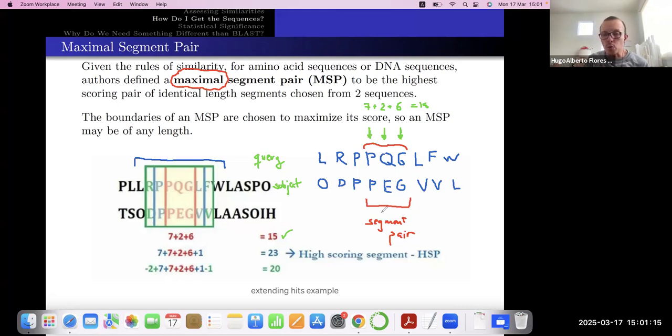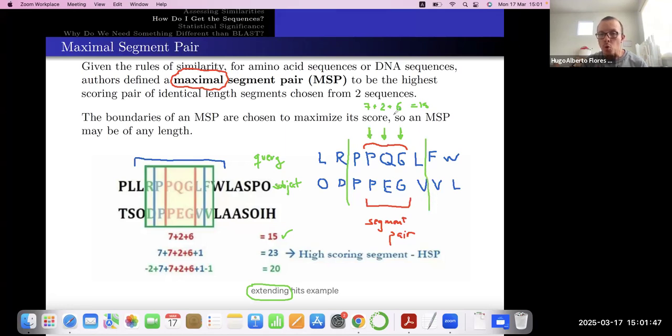So at the very beginning, we start with a segment pair. This one is a segment pair. After that, I would like to try to extend this segment to the left and to the right. So in the moment that you extend to the left and to the right, what happened? Here you have another match, P and P. And here you have L and V.